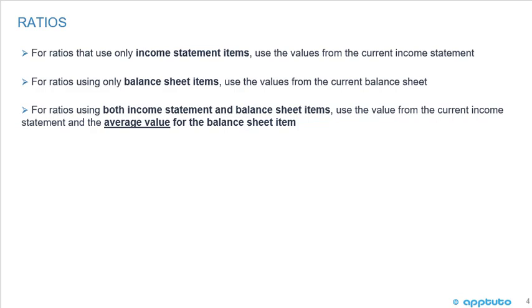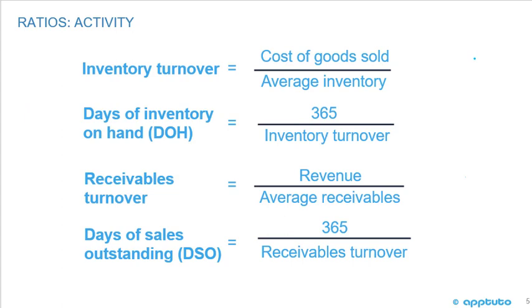And that's the explanation why when we have a ratio that's using both income statement and balance sheet, for the balance sheet we're using an average value. Now we're going to start looking at the formulas for some of the ratios, and we're going to start with the activity ratios.